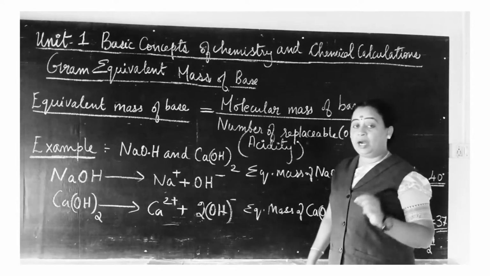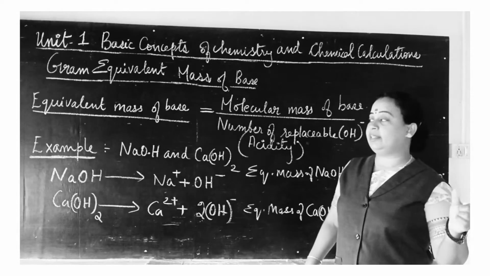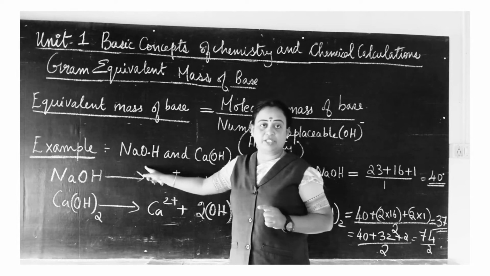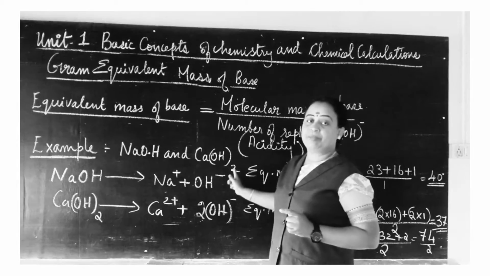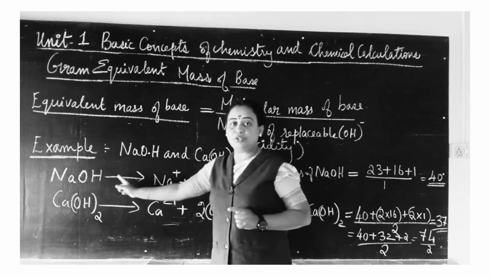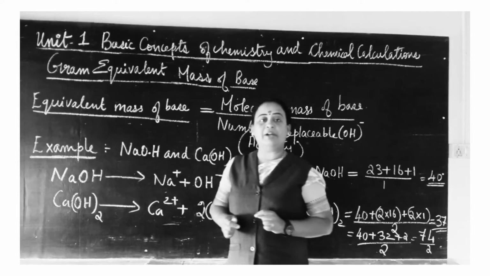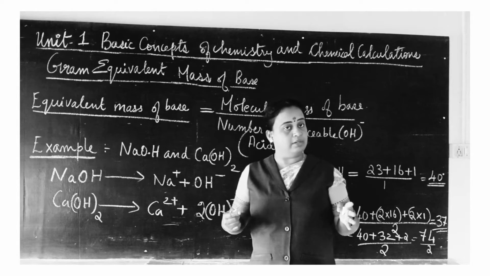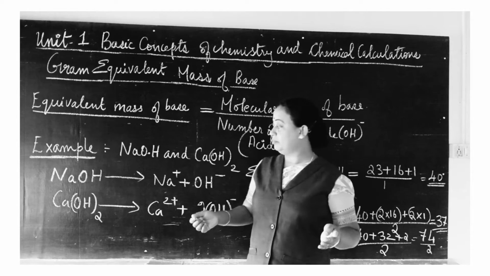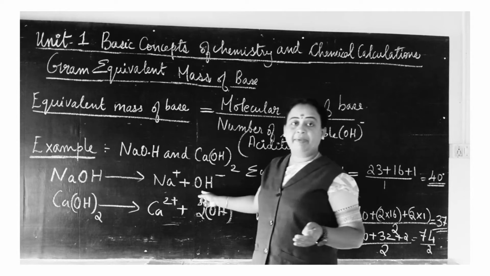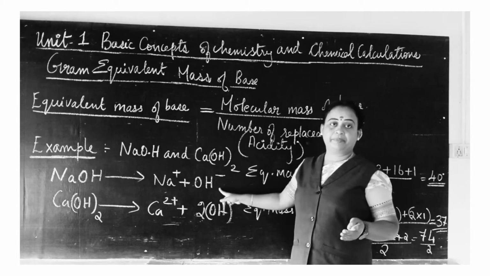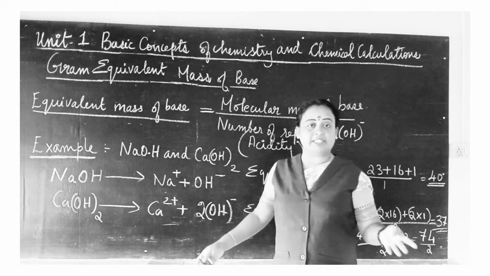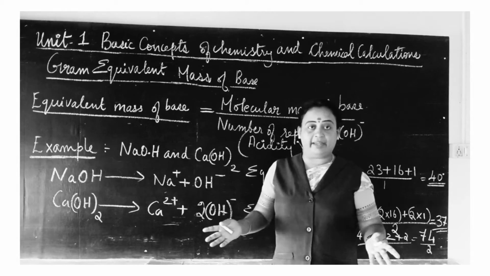Now let us study how to calculate the equivalent mass of a base using the examples of NaOH and calcium hydroxide. NaOH is sodium hydroxide and Ca(OH)2 is calcium hydroxide. First, let us go to sodium hydroxide, NaOH. This base undergoes dissociation or ionization to form Na plus ion and OH minus ion. Ionization means splitting into ions.